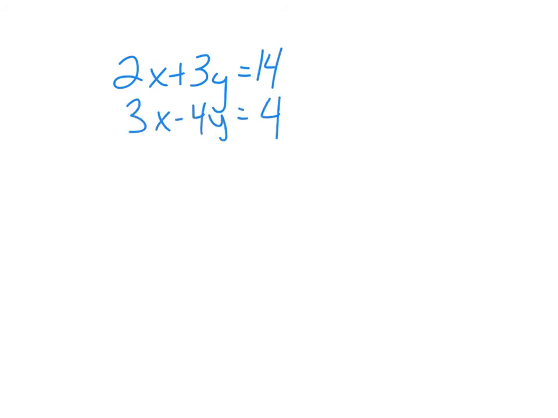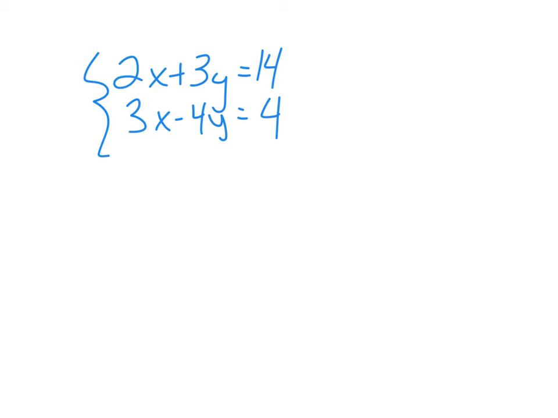I have 2x plus 3y equals 14, and 3x minus 4y equals 4. So if I look at this system, remember I want either my x's or my y's to be opposite numbers, and they're not close this time.